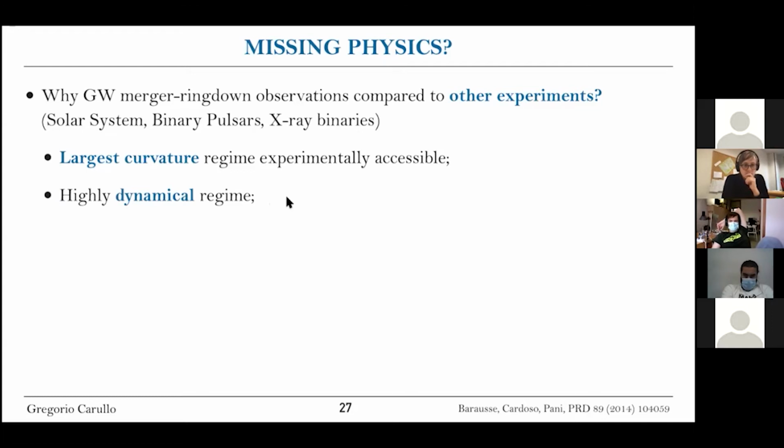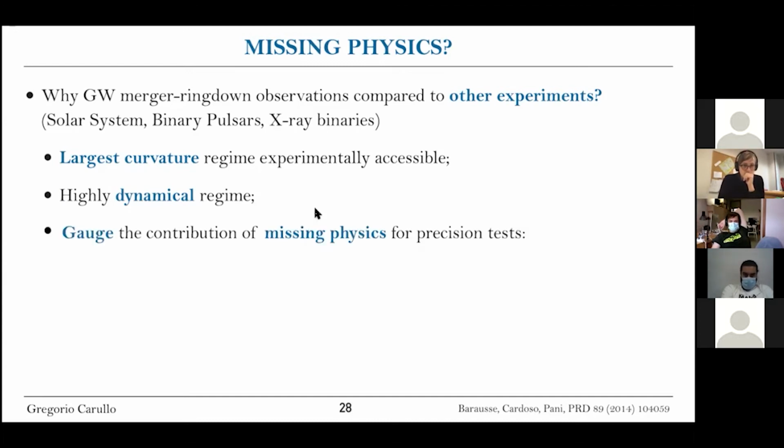Don't worry. Okay, so what I want to say is that it is a highly dynamical regime, which is very important to test effects like scalarization and descalarization in quadratic gravity, or in general any effects which arise only in the dynamical regime. And most importantly, this is a very useful tool, because you can gauge quite precisely the contribution of missing physics for precision tests.